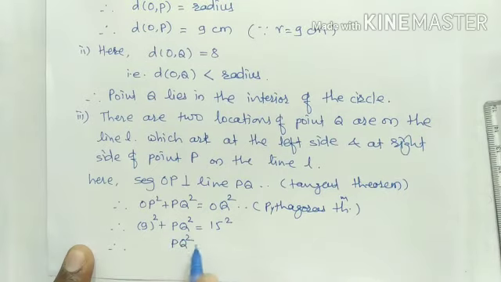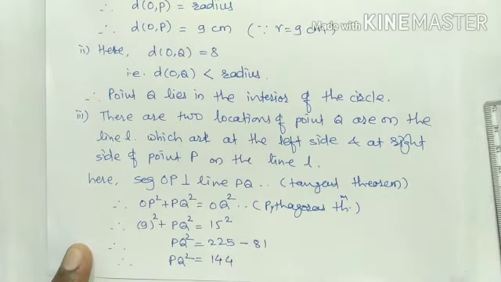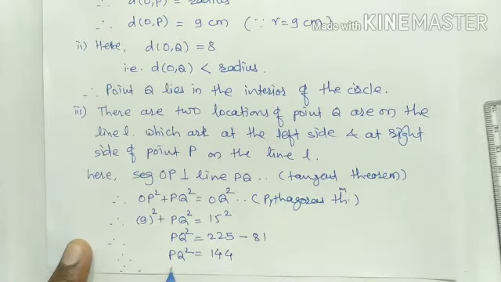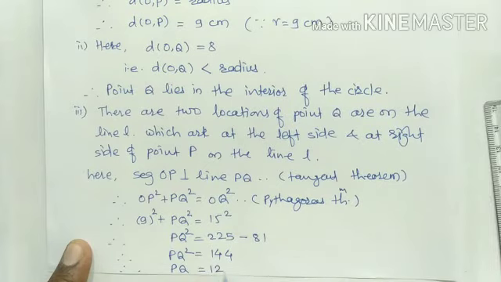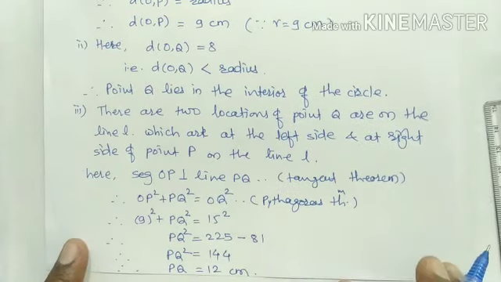Therefore PQ square equals to 15 square 225. हे प्लस आहे, साइड चेंज केल्यावर मायनस होईल. 9 square 81. 5 minus 1 4. 12 minus 8 4. This 1. Therefore PQ square equals to 144, and therefore PQ equals to 12 centimeter.